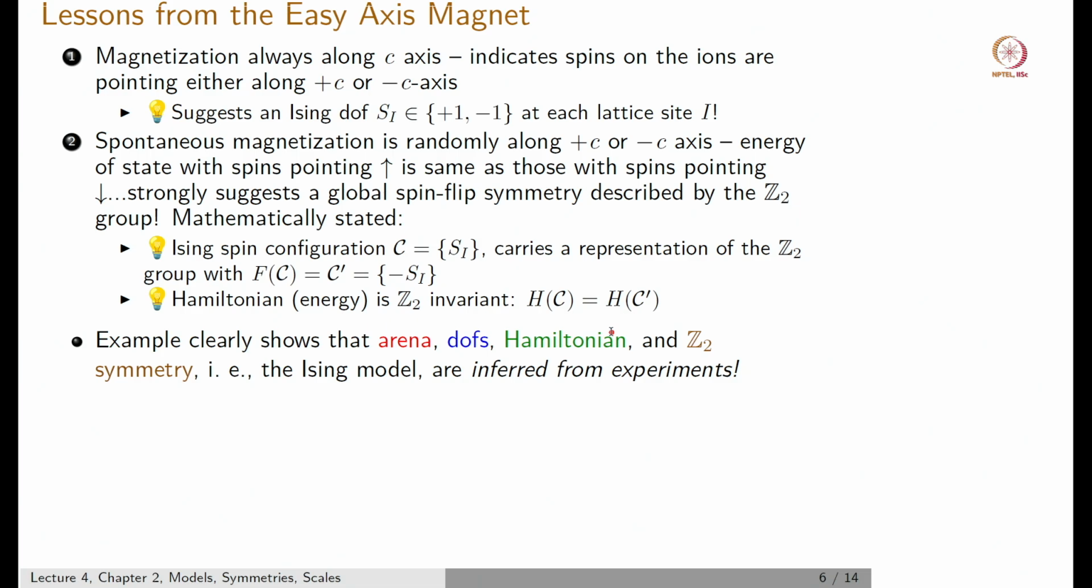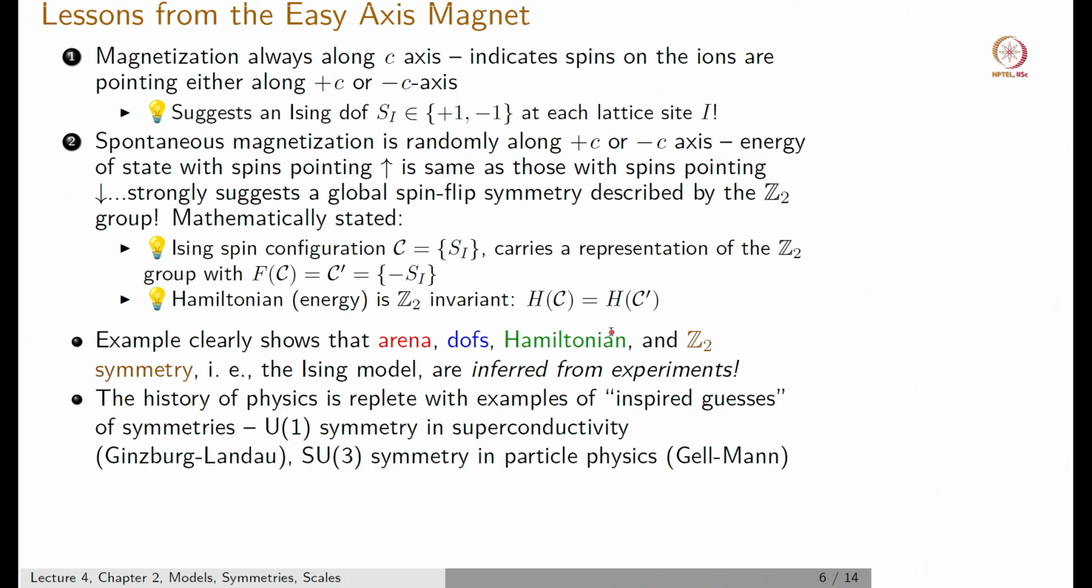So this example clearly shows that the arena, degrees of freedom and the Hamiltonian, the Z2 symmetry of the Ising model are all inferred from experiments. Now, this is how a lot of advances in physics were made. For example, physics has very beautiful examples of people guessing the symmetry. A very nice example is the U1 symmetry in superconductivity, that's Ginzburg and Landau, and the SU3 symmetry in particle physics by Gell-Mann and so on. All of these were motivated by looking at experiments.